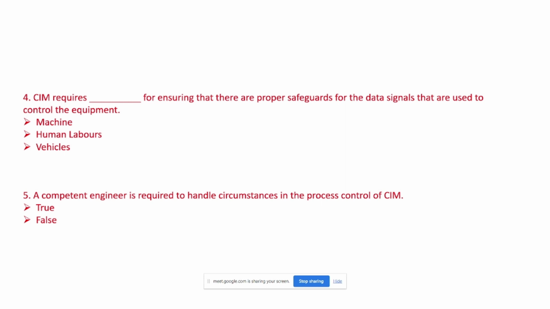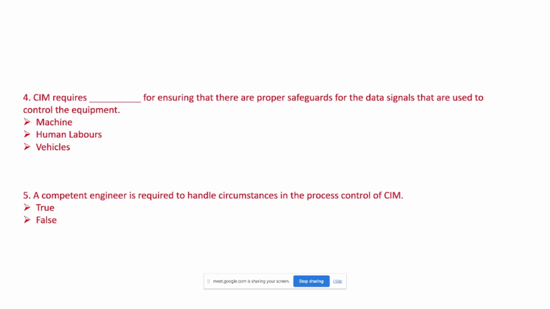Here are a few questions. One question is a fill in the blanks: computer integrated manufacturing requires dash for ensuring that there are proper safeguards for the data signals that are used to control the equipment. What will be the correct answer? Options are machine, human labors, and vehicles.